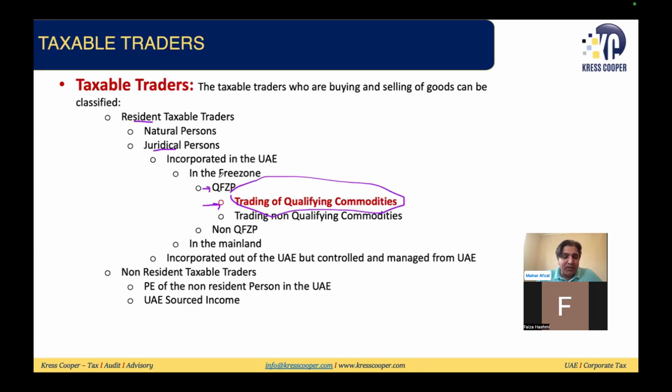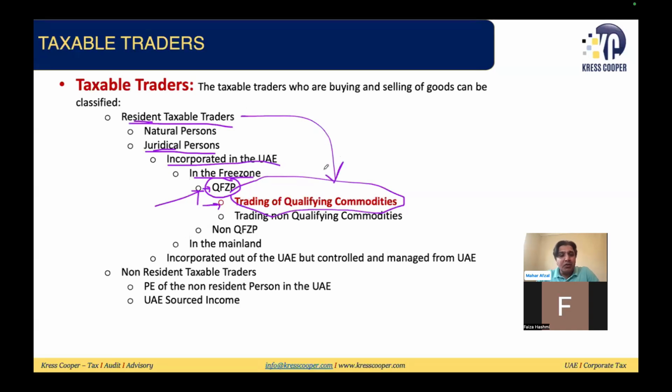Now the question arises, we are just reversing back from here. Whenever the person is dealing with the qualifying commodity, the person must be a qualifying free zone person. And what are the conditions? We'll discuss the conditions for a person to become a qualifying free zone person. This person must be based in the free zone, must be incorporated in the UAE, and must be a juridical person. Then they become a resident taxable trader, dealing in qualifying commodities that can be 0%.